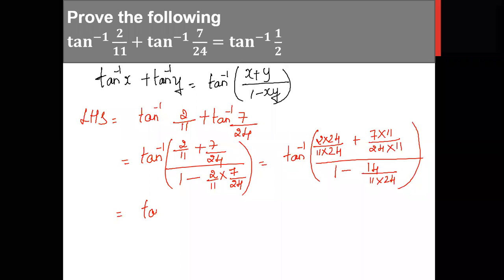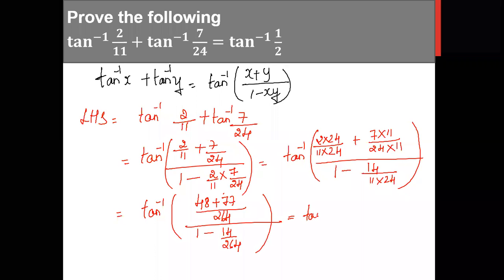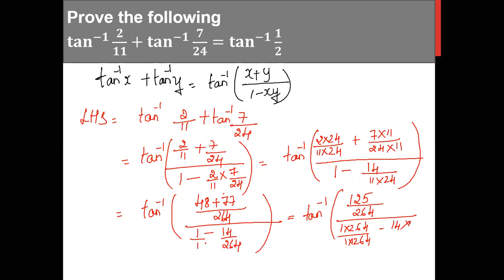So it is tan inverse of 2 24s are 48 plus 11 7s are 77, divided by the common denominator 24 into 11, which is 264, whole divided by 1 minus 14 by 264. So that is tan inverse of 48 plus 77 is 125, divided by 264. Again in the denominator, 1 is 1 by 1, so as I said, multiply opposite denominators: 1 into 264 minus 14 into 1, divided by 264 into 1.